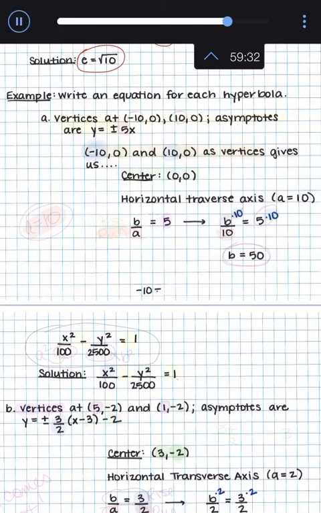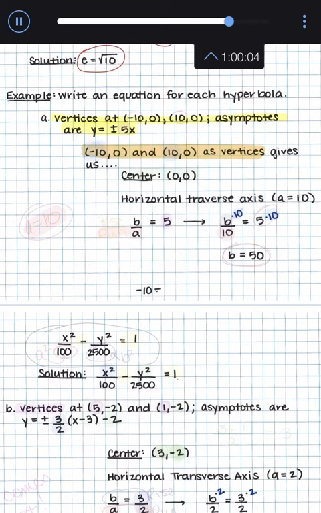For these last couple of examples, we want to write the equation of a hyperbola given certain information. So let's take a look. On this first example, it tells us that we've got vertices at (-10, 0) and (10, 0), and asymptotes are y equals plus or minus 5x.